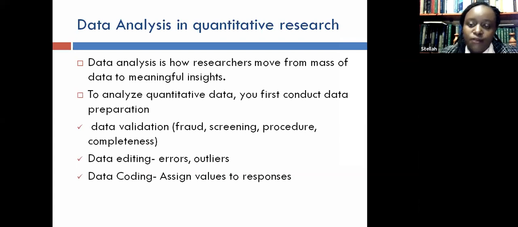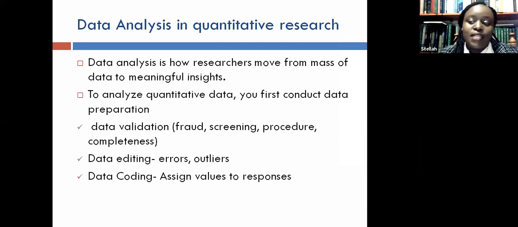So when you have quantitative data, the first thing you need to do is prepare your data. You need to verify your data. Remember that you just sent your questionnaires out, or you sent your research assistants to do the interviews. So you do not have contact with your respondents because you're following the quantitative way of research.